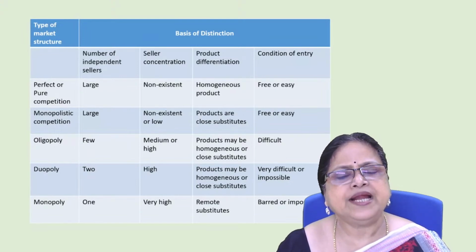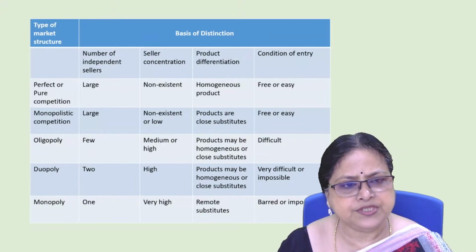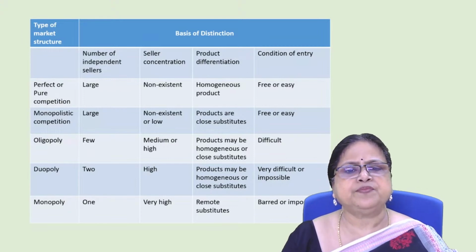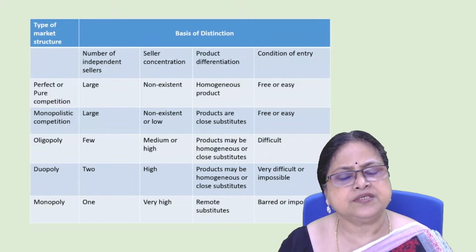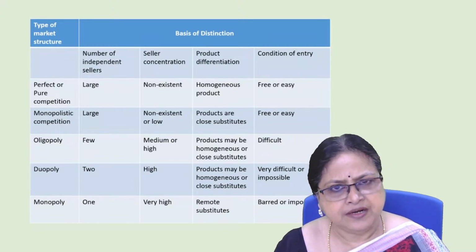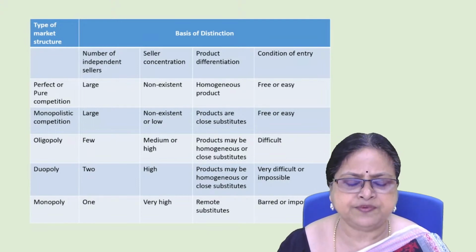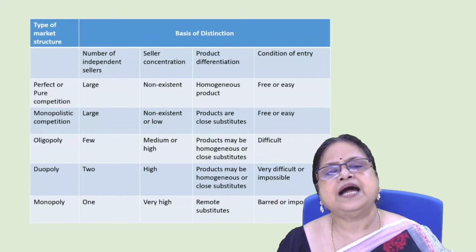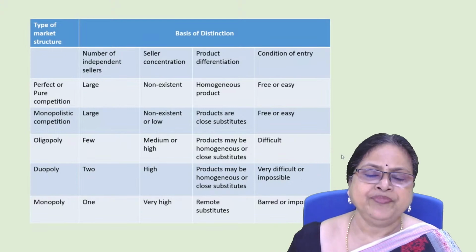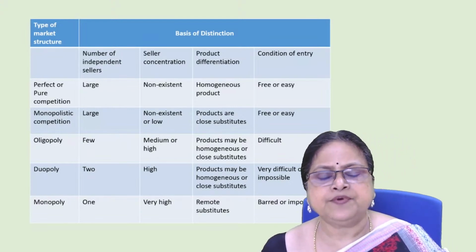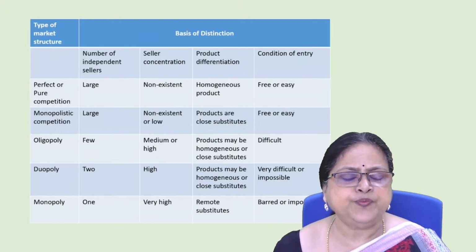Last column. Regarding product differentiation, in perfect competition you find homogeneous product. In monopolistic competition, products are close substitutes. In oligopoly, the product may be homogeneous or close substitutes, and they may be differentiated. In duopoly, they may be homogeneous or close substitutes. In monopoly, whatever the monopolist decides, that is the product. No product differentiation is required. Now, seller concentration is very high in case of monopoly.